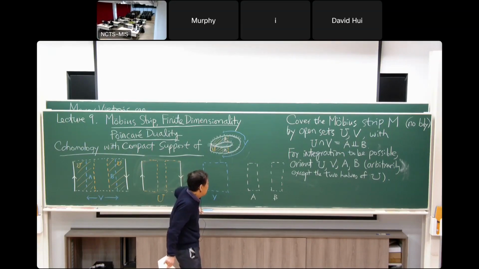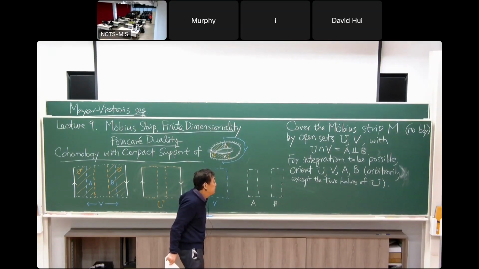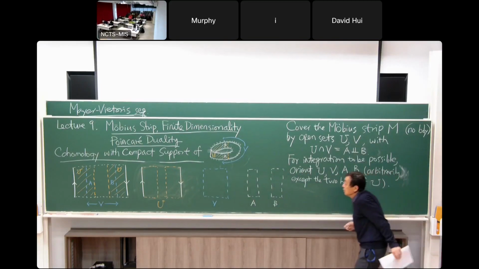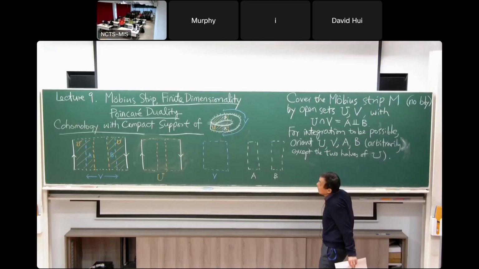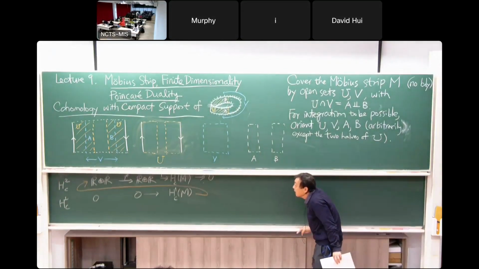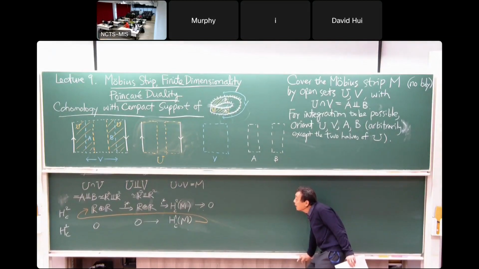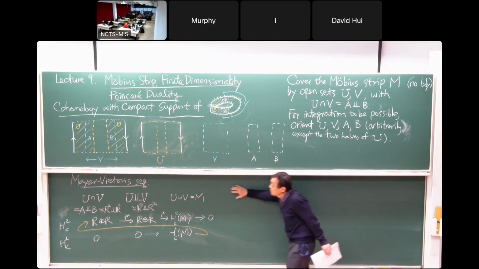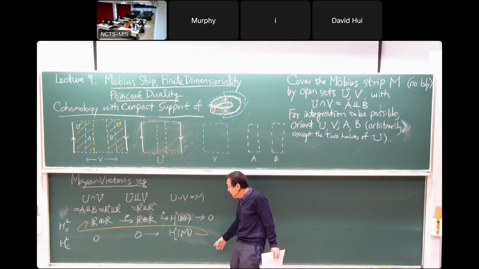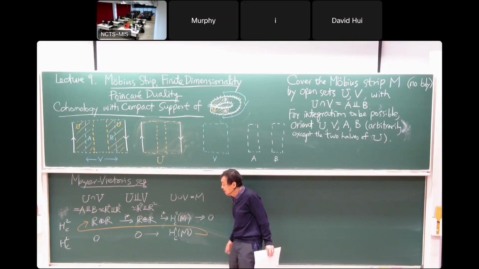And then we write down the Mayer-Vietoris sequence. Okay, so here is the Mayer-Vietoris sequence with compact support. And we already know H0, right? We know H0 of any manifold, so we can disregard that.